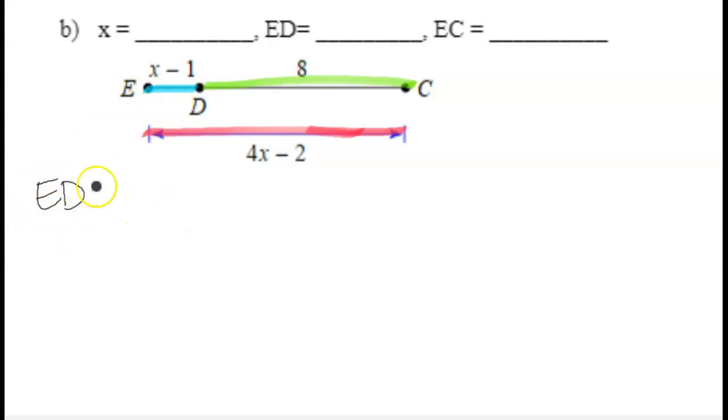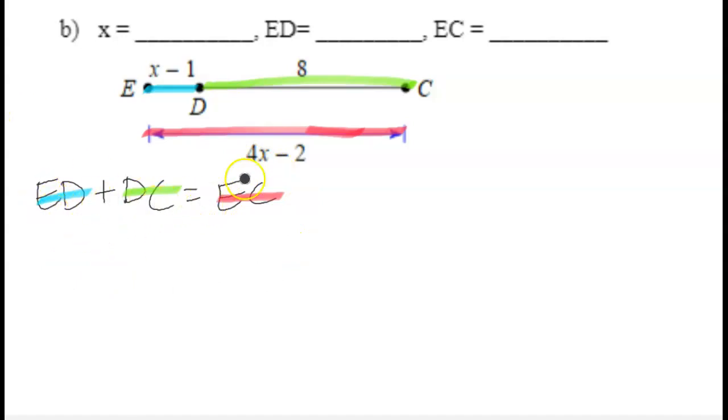So I have ED plus DC equals EC, the whole thing. Right? And that does match up. ED is in blue for me, DC is in green, and EC in red.